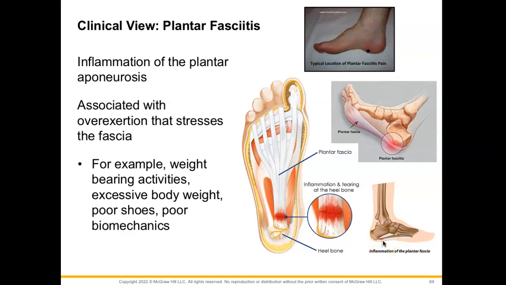And this is associated with an overexertion that stresses this fascia. So this may be because of ill-fitting shoes or not having proper arch support, and especially if you are on your feet a lot or do weight-bearing activities, have excessive body weight, or maybe you just have poor biomechanics, that can lead to plantar fasciitis. So more homeopathic ways you could take care of this is taking a tennis ball and kind of rolling it underneath your foot in order to try and release some of the tightness within this fascia that may be leading to the inflammation. But if you do have some type of tearing taking place, then you might need some other remedies, some physical therapy, and hopefully it doesn't lead to surgery.